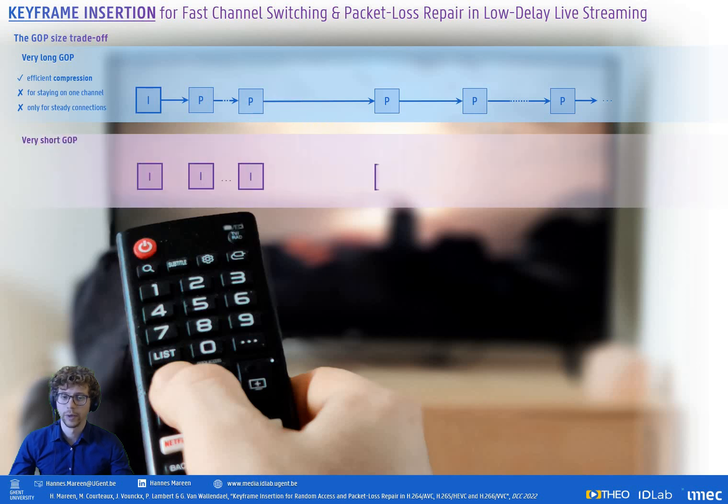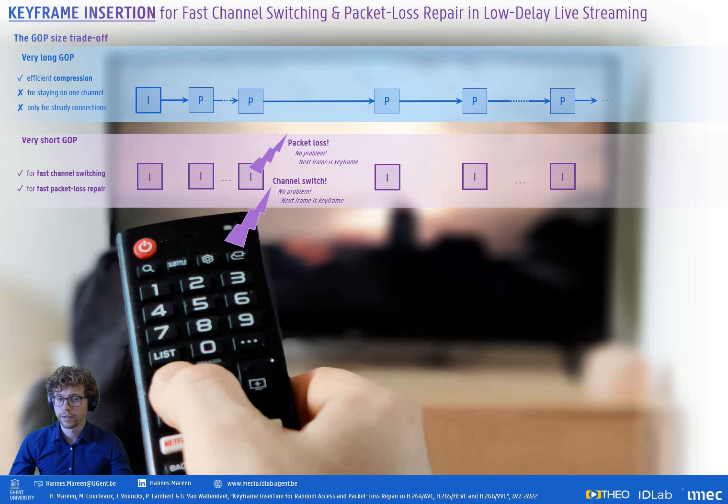As an alternative, we can use a very short group of pictures, for example, only consisting of keyframes. When packet loss or channel switches occur, the next frame is a keyframe anyway, so there's no problem, it is solved quickly. However, this has bad compression, so there's a trade-off between a very long and a very short GOP.